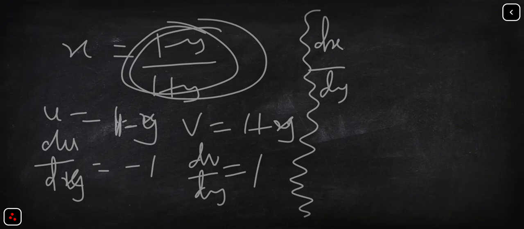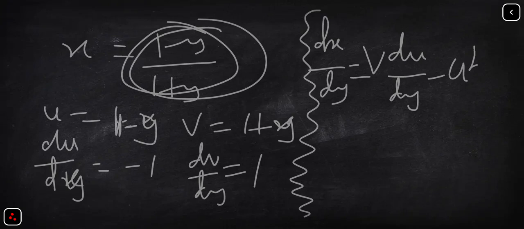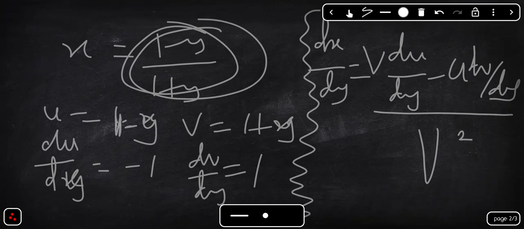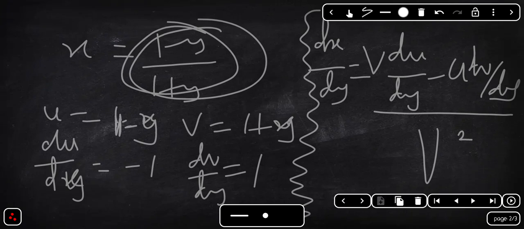But since x is equal to 1 minus y over 1 plus y, that will be the dx over the dy. So the dx over the dy will equal to v du/dy minus u dv/dy, everything over v squared. Very easy problem. So let's just do that.